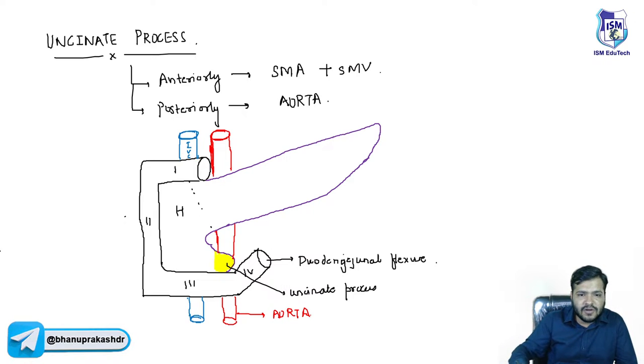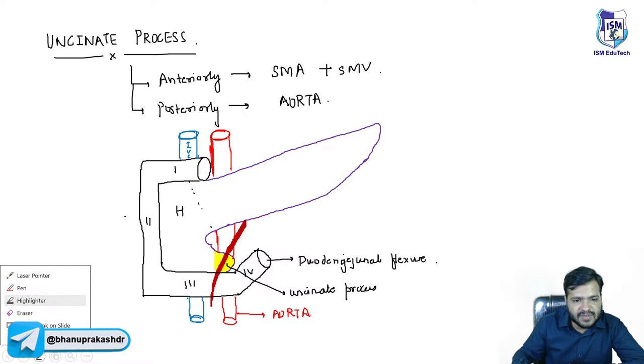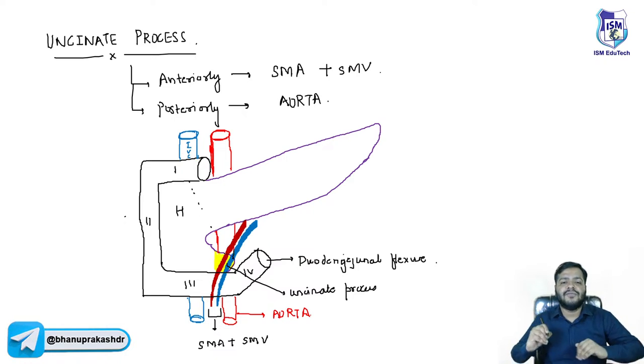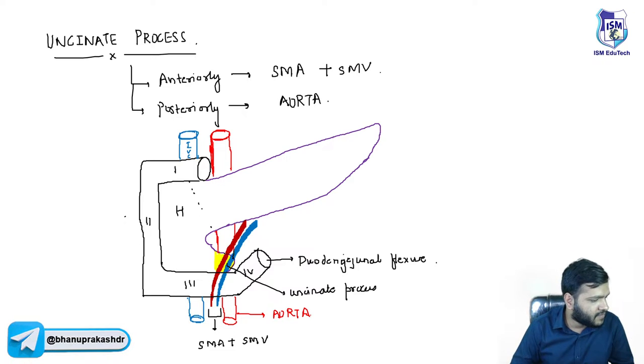Now, in front of the uncinate process, beta. When I say in front of the uncinate process, we have an artery which is going in front of the uncinate process to the pancreas. This artery is called the superior mesenteric artery. And one vein which is accompanying it in front of the uncinate process is called the superior mesenteric vein. So we have the superior mesenteric artery and the superior mesenteric vein, which are passing in front of the uncinate process.